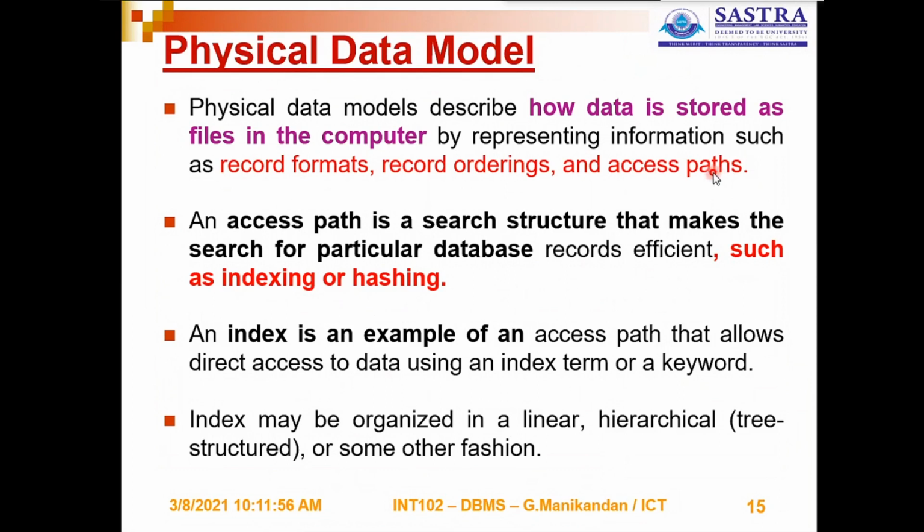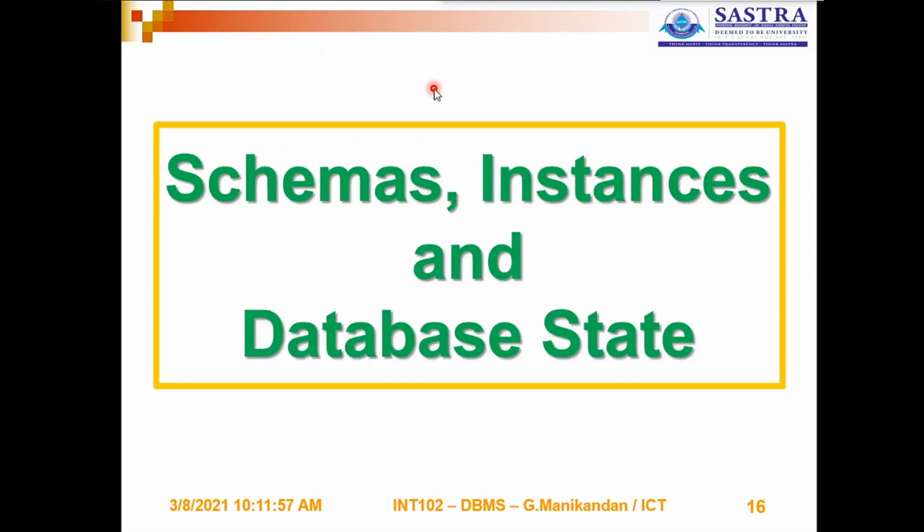Again, you have various options for organizing the index. You can have an index in the form of a tree or in the form of a hash table. These are the structures used by this model to represent the data. So based on the concept, you can classify the data model into three categories: conceptual model, representational model, and physical data model. The next terminology is related to schemas, instances, and database state.